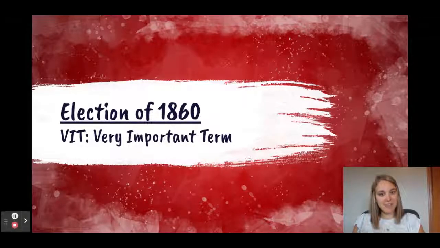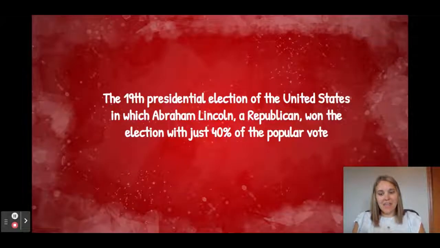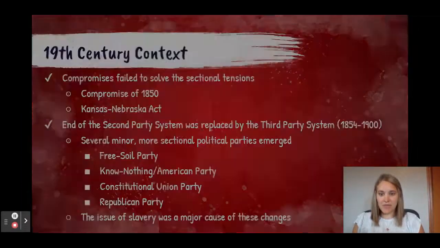We're looking at the election of 1860. It is the 19th presidential election of the United States in which Abraham Lincoln, a Republican, won the election with just 40% of the popular vote.